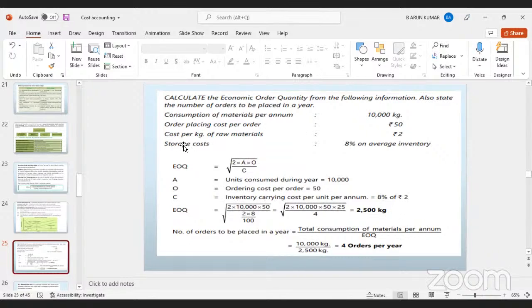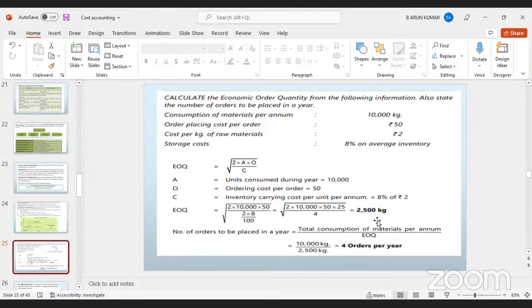Okay, how much is it here? Cost per kg of raw material is 2 rupees. In 2 rupees, how much percentage? 8%. Then we will find 8% of 2, which means 0.16. Okay, EOQ is equal to 2 into 10,000. A means 10,000 and O means 50 rupees, divided by carrying cost, which means 2 into 8%, that is 0.16. In terms of 4, it comes under 4 rupees.